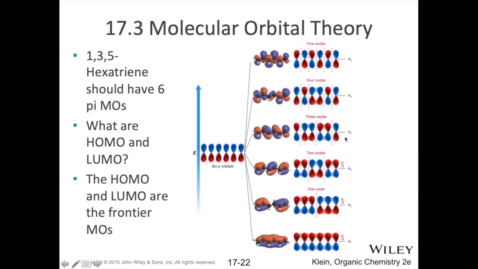A little terminology I alluded to earlier. I mentioned the terms HOMO and LUMO, and I said these are frontier orbitals. These are the ones that are really important that we pay attention to. What did I mean by HOMO and LUMO, or highest occupied molecular orbital and lowest unoccupied molecular orbital? Well, they're frontier orbitals because they're the border between occupied and unoccupied orbitals.